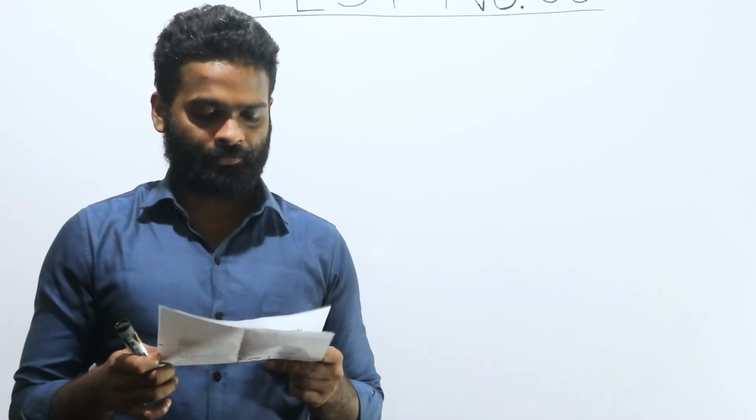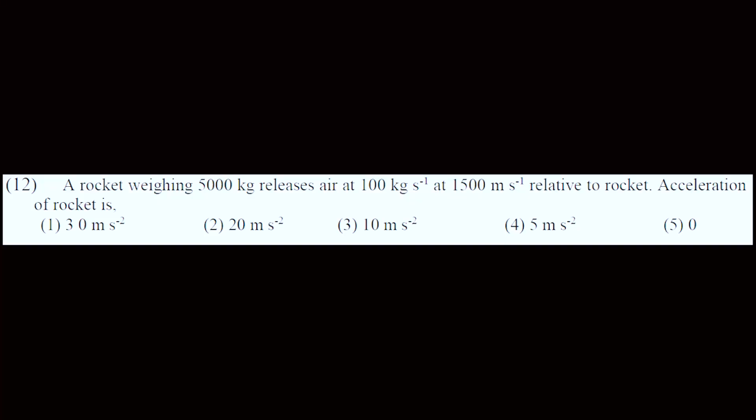The question: a rocket weighing 5,000 kilogram. Meaning the weight of this is 50,000 Newton.